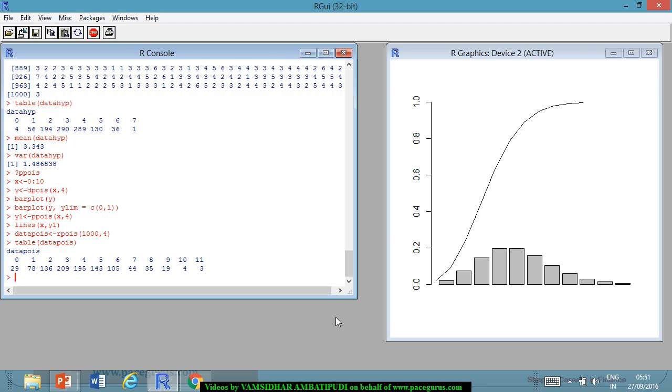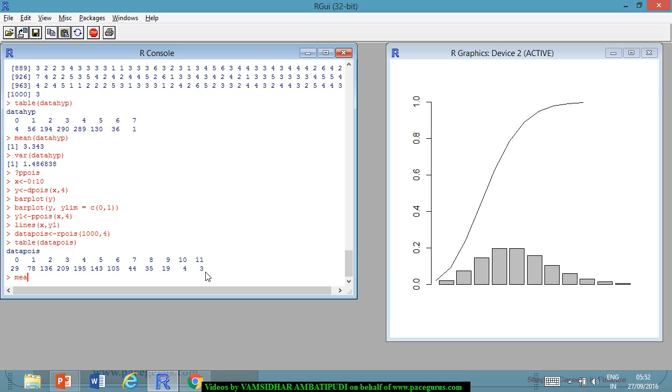It says that when I repeated this experiment 1000 times, it has generated 29 zeros, 78 ones, 136 twos, 209 threes, and so on. So you could see that in the middle, especially around 3, 4 kind of values, the number of values that are generated is higher. But a few extremes are also generated. It means there are 3 out of 1000 chances where I can get 11 successes also, when on average success is 4, if it is following a Poisson distribution.